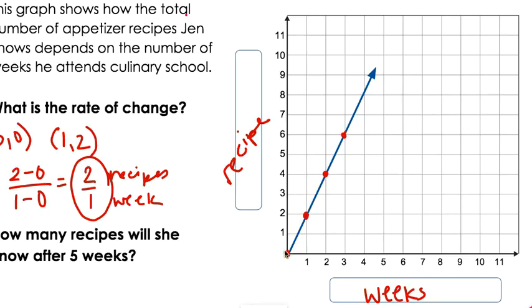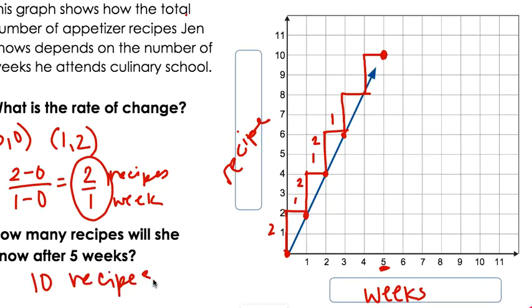I could have also done the little stair step. I go up 2 recipes for 1 week. I go up 2 recipes for 1 week. 2 recipes in 1 week. That's also an option. The formula, you do need to know that for sure. But this is a way to check yourself. How many recipes will she know after 5 weeks? So if I continue my pattern, it's 4 weeks. After 5 weeks, here's our 5 weeks. After 5 weeks, she should know 10 recipes. That's it.